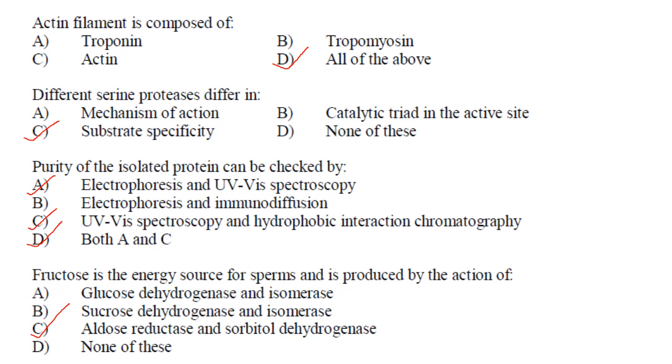Purity of the isolated protein can be checked by. It can be done by UV visible spectroscopy using Bradford's or other activity assays. Then electrophoresis provides a picture of the size of your target protein and also whether other protein based impurities are present in it. That is what electrophoresis does. Then hydrophobic interaction chromatography separates proteins on the basis of their hydrophobicity.